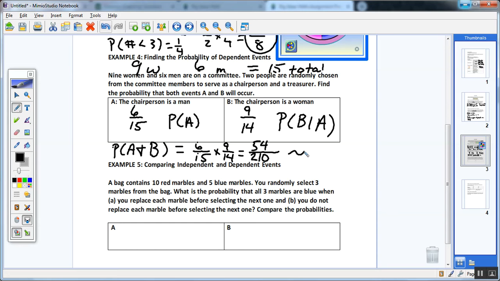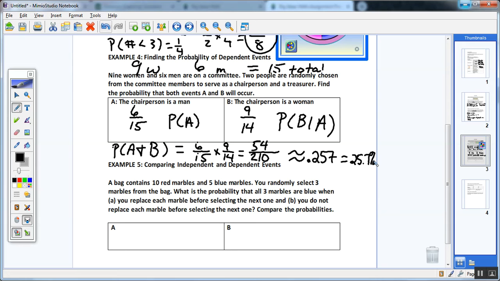0.257. 25.7%. It's approximately 0.257. So the probability that this happens right here is about what, kids? 25-ish. 25.7%. Okay. Kids, I want to back up here. How many people were standing up here to be chosen from in the beginning? 6 men, 9 women. Okay.